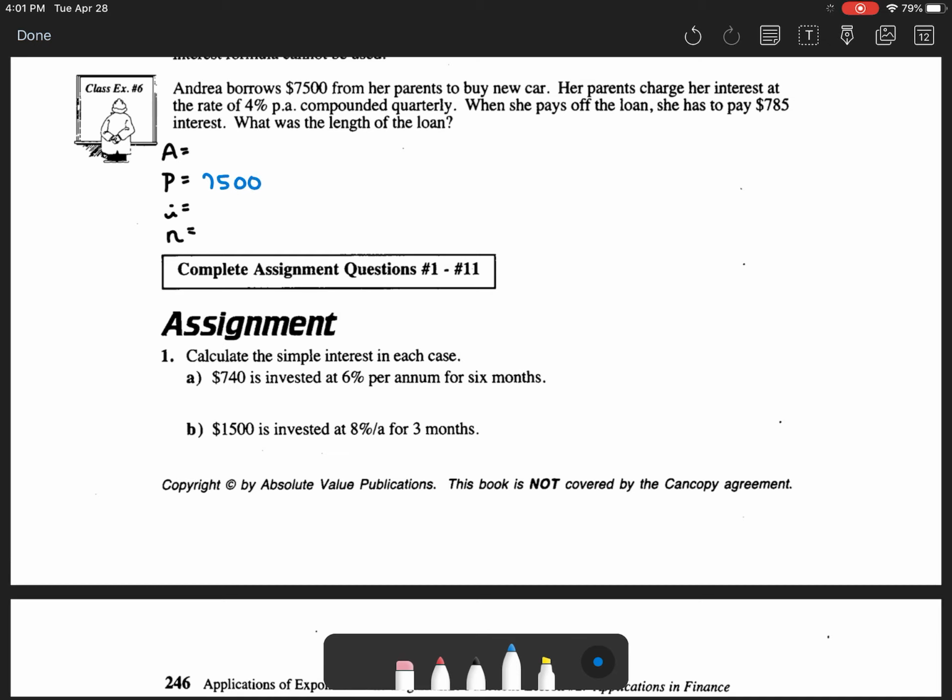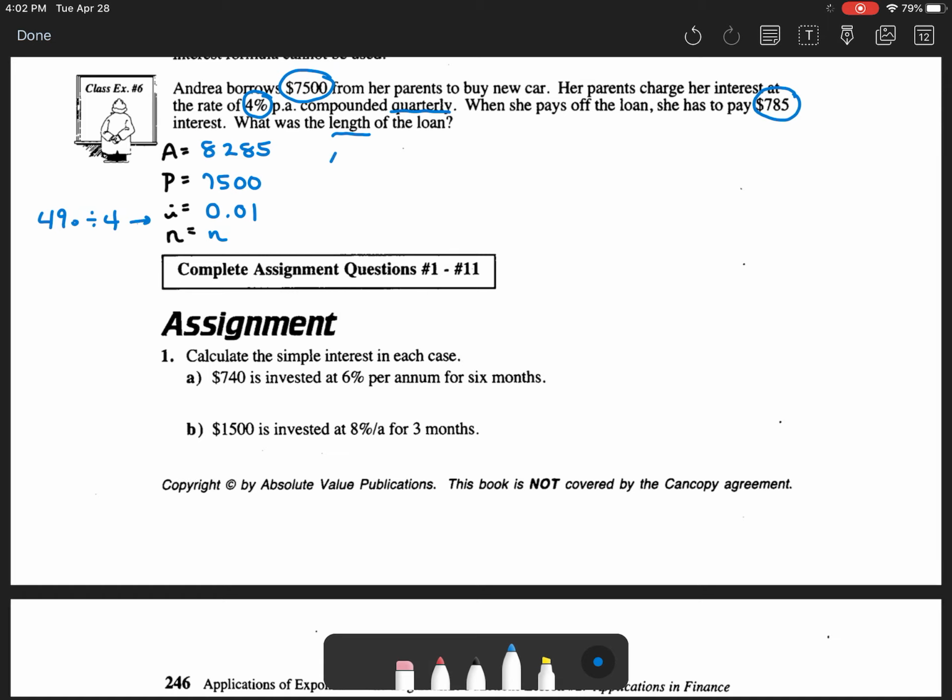Okay, so this time they're not nice to me, so I'm going to write the variables on the side, A, P, I, and N, and I'm just going to fill them in on my own. So the principal amount, what she borrows, is $7,500. When she pays back the final amount, it's going to be the $7,500 that she borrowed plus the additional $785 in interest. That's going to give you $8,285. Hopefully we're okay with those amounts. They want to know the length of the loan. So that's N. We don't know N, that's our question mark.